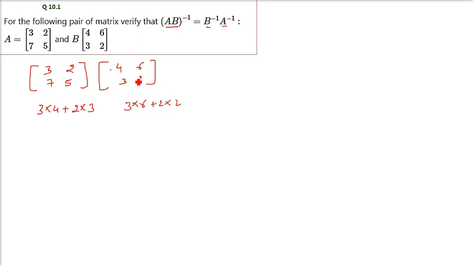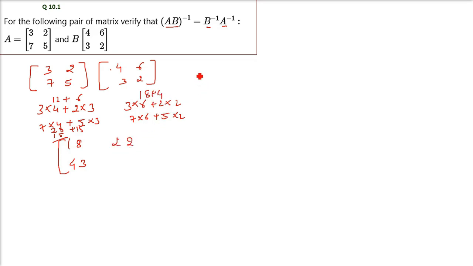Both columns are done. Now the second row with both the columns. So 7 into 4 plus 5 into 3. Here 7 into 6 plus 5 into 2. Okay, this is the matrix multiplication. This is 12 plus 6, it is going to be 18. 7 4s are 28 plus 5 3s are 15. So 28 plus 15 is 43. Then the next one, 6 3s are 18 plus 2 4s are 8, 18 plus 4 is 22. 7 6s are 42 plus 5 2s are 10. It is going to be 52.